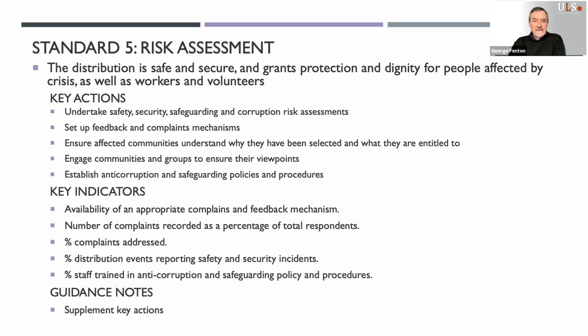Key indicators here are around the availability of an appropriate complaints and feedback mechanism, the number of complaints recorded as a percentage of total respondents, the percentage of complaints addressed, the percentage of distribution events reporting safety and security incidents, or the percentage of staff trained in anti-corruption and safeguarding policies and procedures.